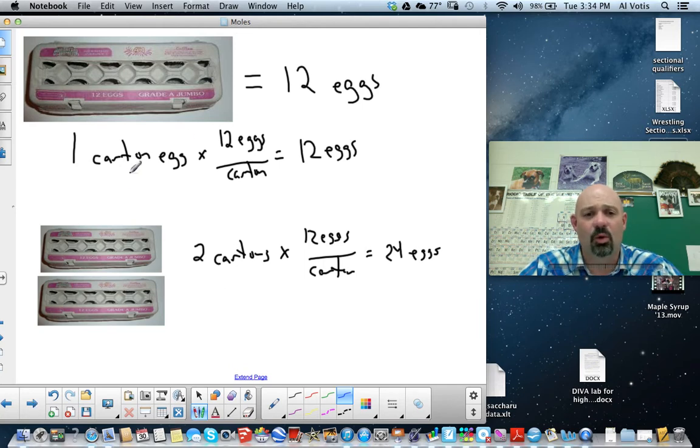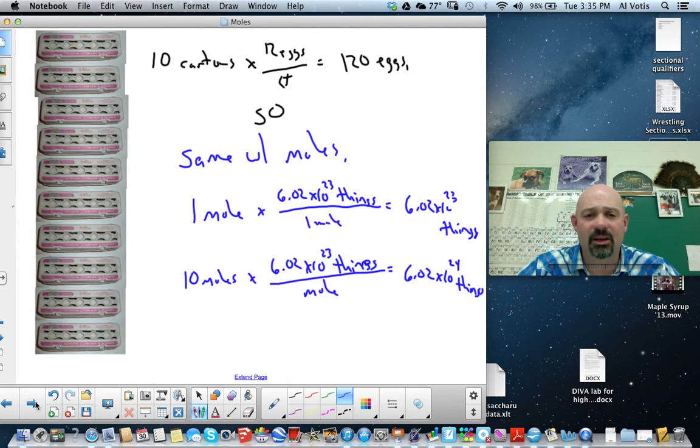So moles also kind of work like this. If I have a carton of eggs, 1 carton is 12 eggs. So I can write this as 1 carton of eggs times 12 eggs in a carton is 12 eggs. What if I have 2 cartons of eggs? Okay, 2 cartons times, again, each carton has 12 eggs in it, so 12 eggs per carton is 24 eggs. The same thing is going to apply as we're dealing with moles. 10 cartons of eggs is 10 times 12 eggs per carton, or 120 eggs.